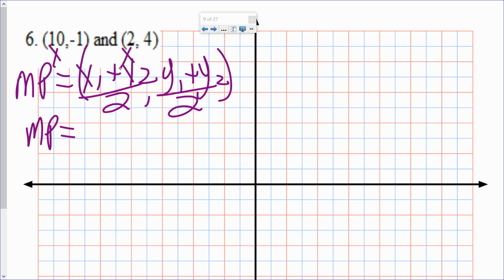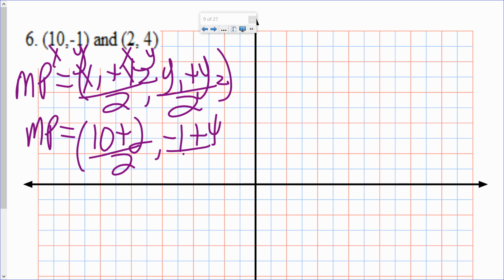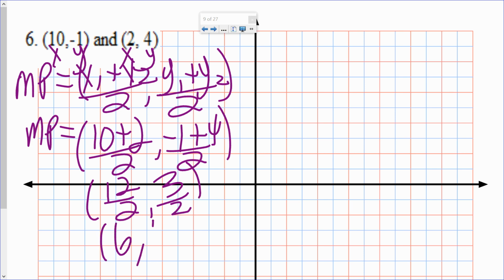So for the x's, it's 10 plus 2 over 2. For the y's, it's negative 1 plus 4 over 2. I do the arithmetic, and I get 6, comma 1.5. And if I look at it on the graph, 10, negative 1, 2, 4.